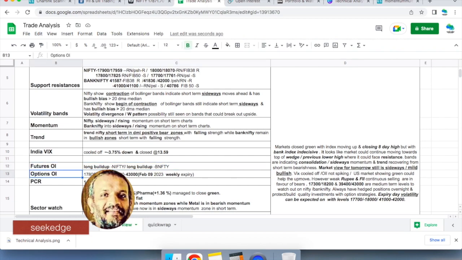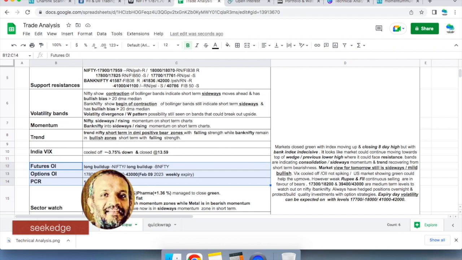Options OI is showing a range of 17,800 to 18,000, a 200-point range for the Nifty, but a wide range of 40,000 to 43,000 for the Banknifty. That's for the February 9, 2023 weekly expiry tomorrow. PCR is bullish at 1.2 for Nifty and 0.92 for Banknifty. So all options and futures OI and put-call ratios are indicating that it's stable and not very bearish. The highest put and call writing is at 18,000 and 18,000, and 40,000 and 43,000, but a wider range.